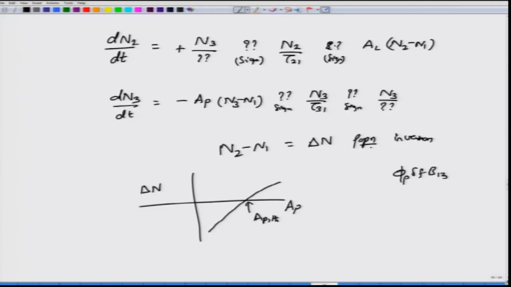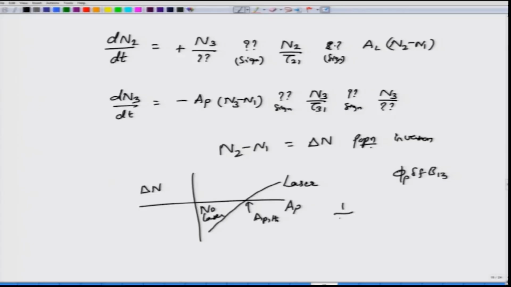So, once the pump photons sufficiently exceed the threshold value, then delta n becomes positive and you will actually have laser action here. Unfortunately, there is no laser action when AP is less than the threshold value.